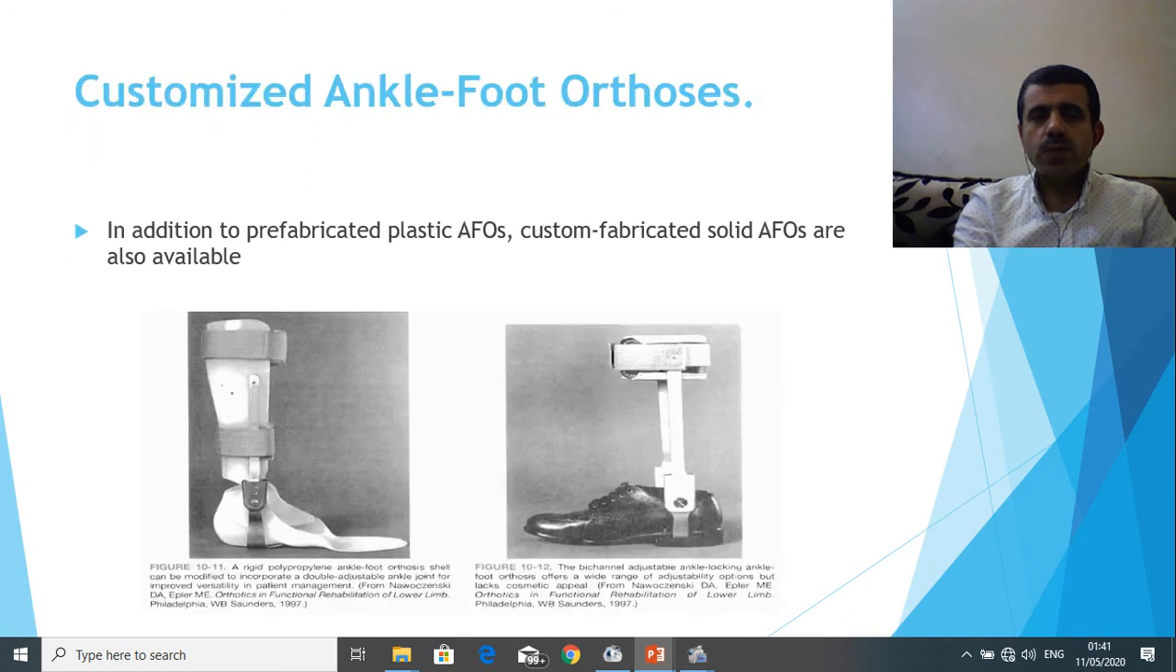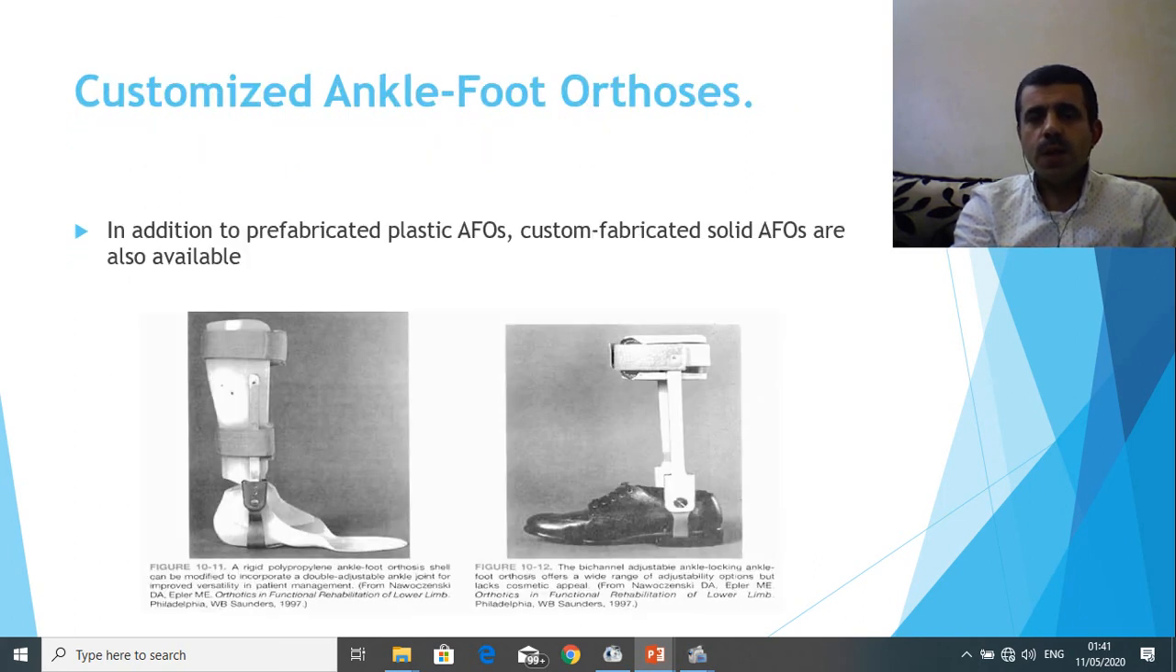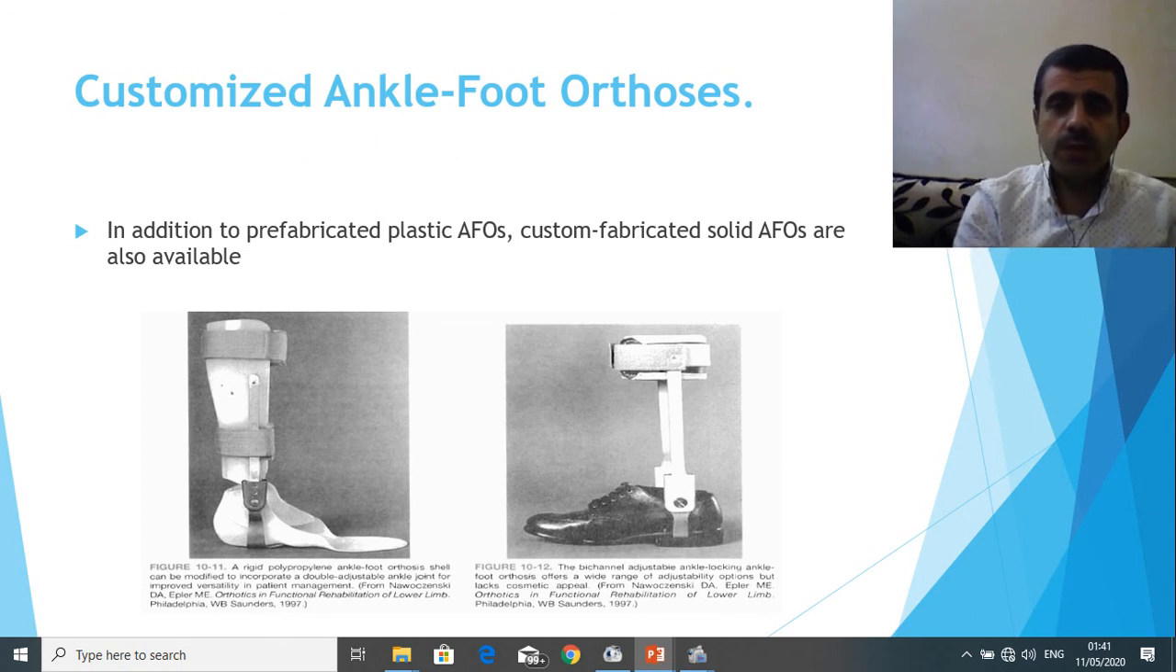Okay, so this was the last session about physiotherapy in stroke patients, and we will start another subject, which is cerebral palsy, later in the next lecture, inshallah. I hope you will get benefit from this lecture, and again, if you have any questions, we can discuss it in the Viber group. Thank you very much, and goodbye.